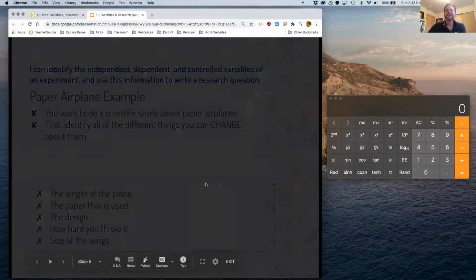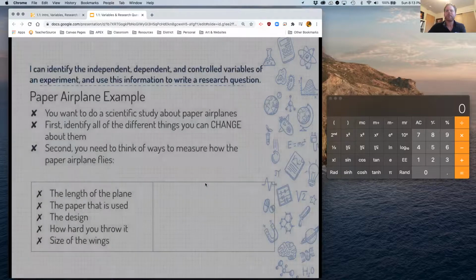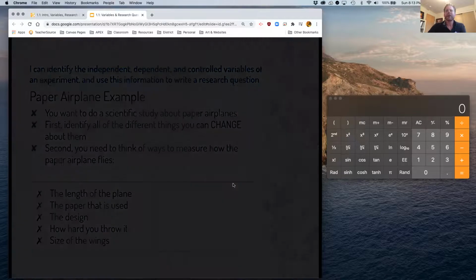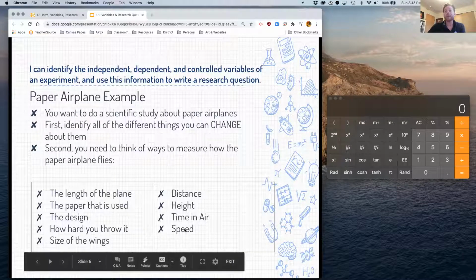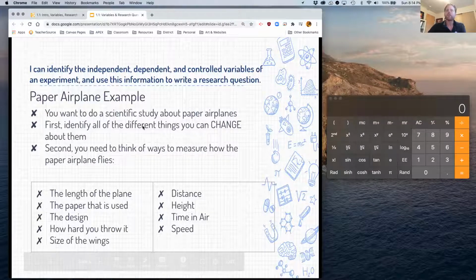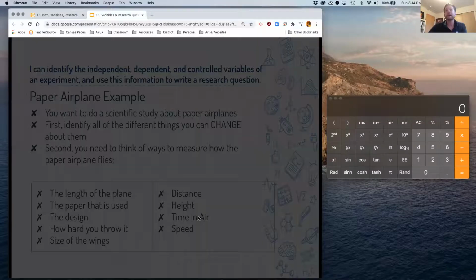Next, I want to think about some things that I can measure about the airplane and how it flies. I can measure the distance it flies, the height it gets, the time in the air, and the speed. So these are all things that I can change, and these are all things that I can measure. These things will affect these things. If I change the length of the plane, it might change how far it goes or how high it goes.